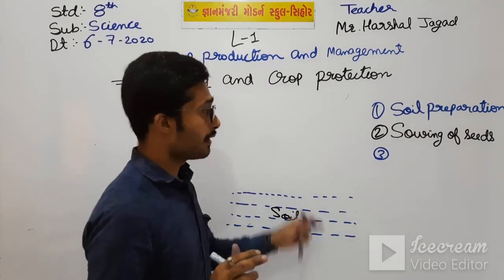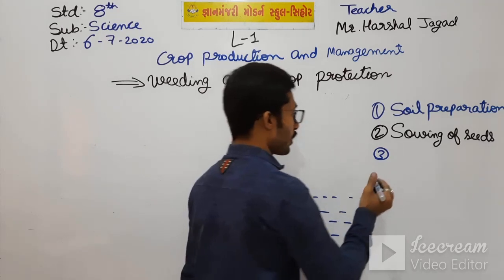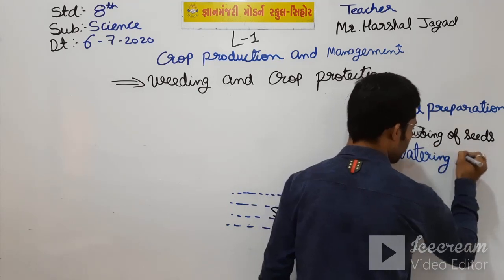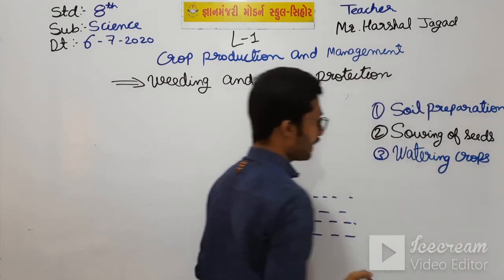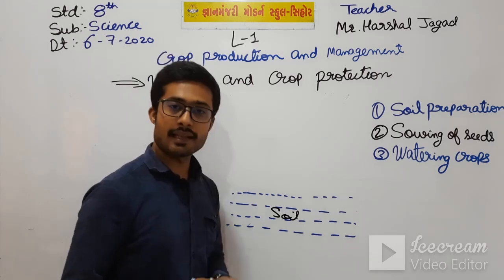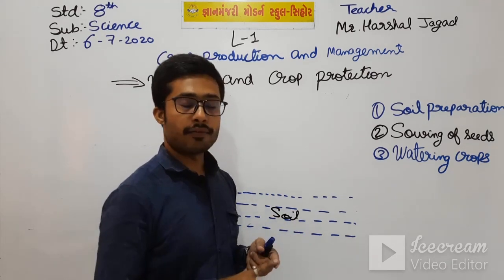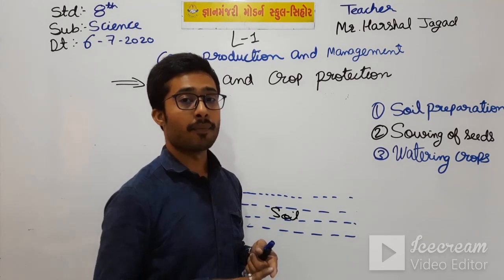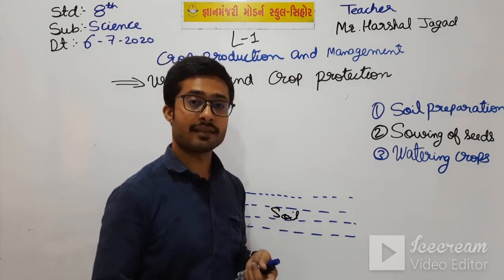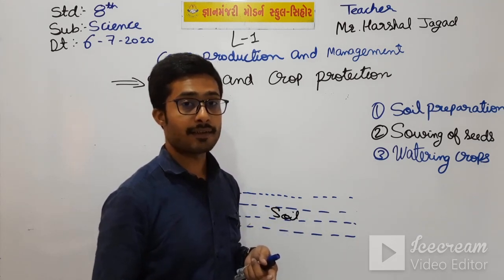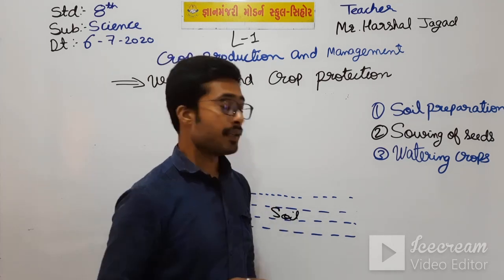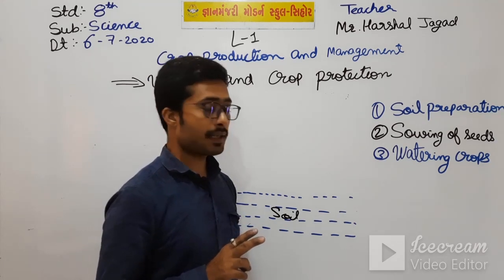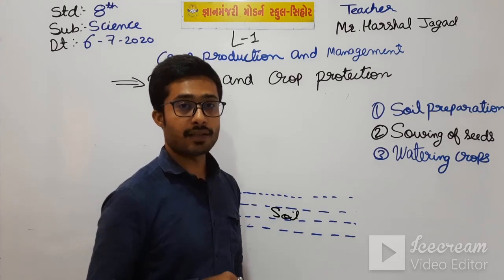The third process was watering crops. Then crops are watered. In that there are two methods. First was the traditional method, second the modern method. In the traditional method, one was canal irrigation, and in the second it was sprinkler irrigation or drip irrigation.